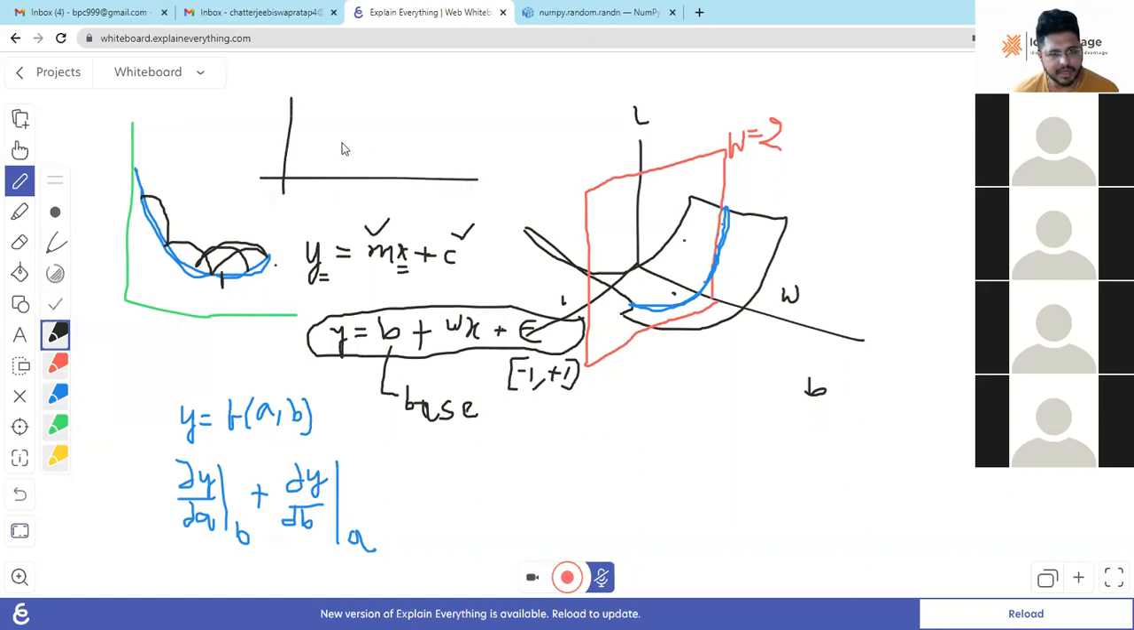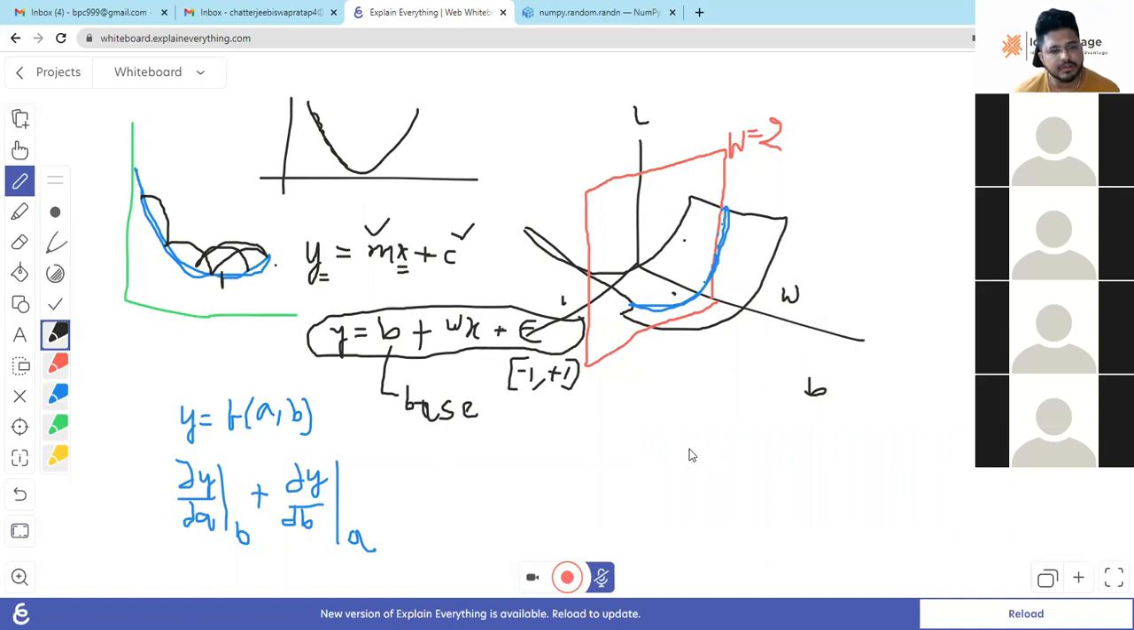And what is the demerit of having a smaller learning rate? You will ultimately reach the minima, but you will reach very slowly. You will reach the minima very slowly. So that is the difference between having a bigger learning rate and a smaller learning rate.